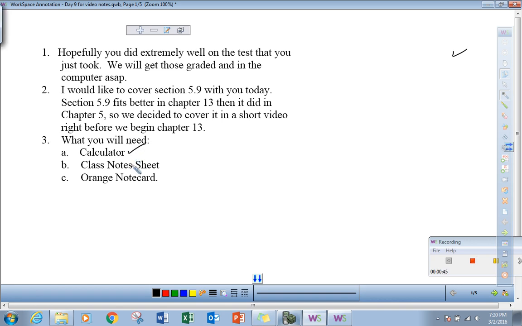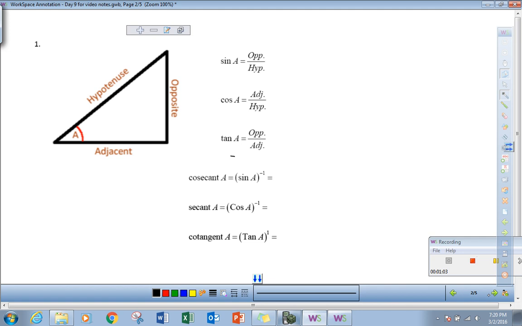Some things that you'll need today. You'll need your calculator. I'll show you how to use that to obtain some of these answers. You'll need that class note sheet that we made up. And this is going to come back and haunt you just a little bit. We're going to use that orange note card a little bit today. I know, you're not smiling now, but that's okay. But let me show you what this main section 5.9 is about.